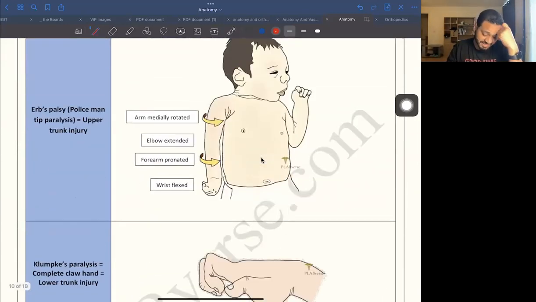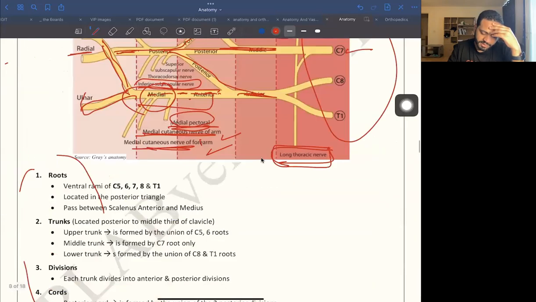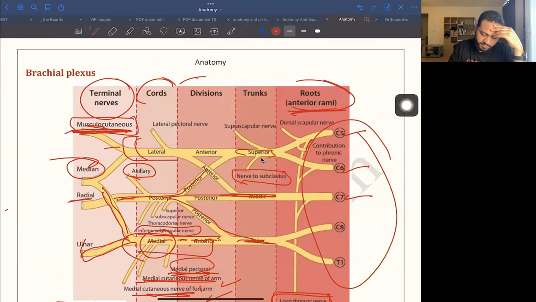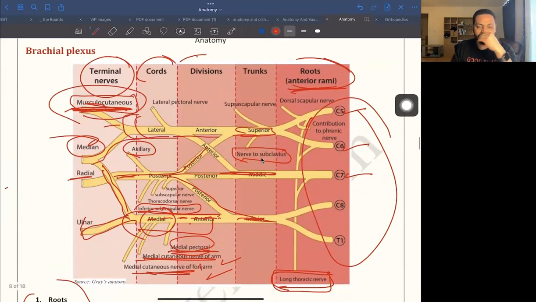Well, there are two more injuries, something called Erb's palsy and something called Klumpke's paralysis. Both of them happen in pediatric patients during delivery. So in Erb's palsy, it's called a policeman's tip paralysis, and there is an upper trunk injury. Do you remember what the upper trunk is? So this is your upper trunk or the superior trunk. So basically your musculocutaneous nerve and part of your median nerve will be affected.